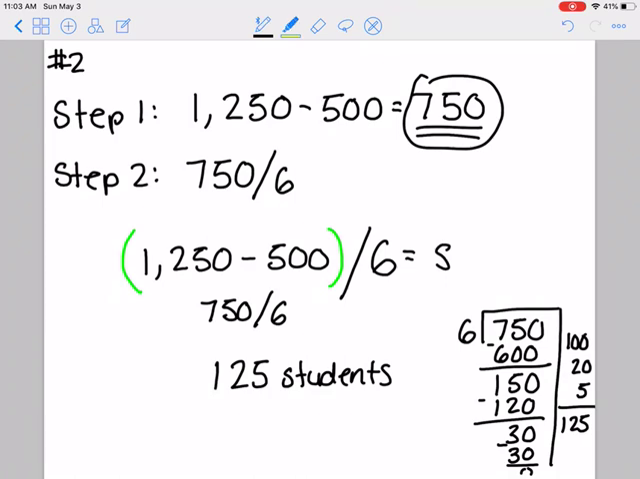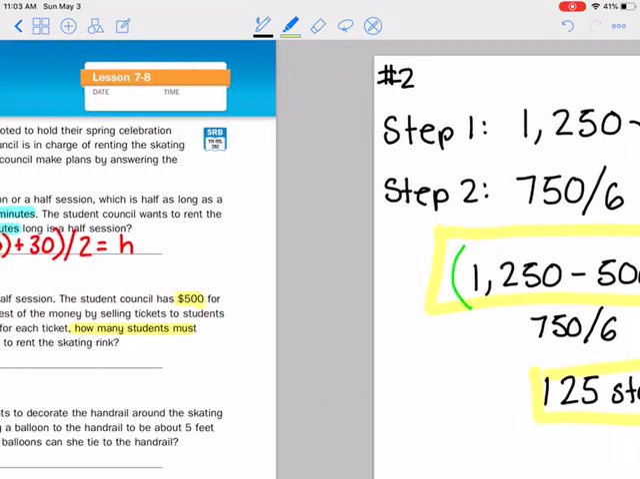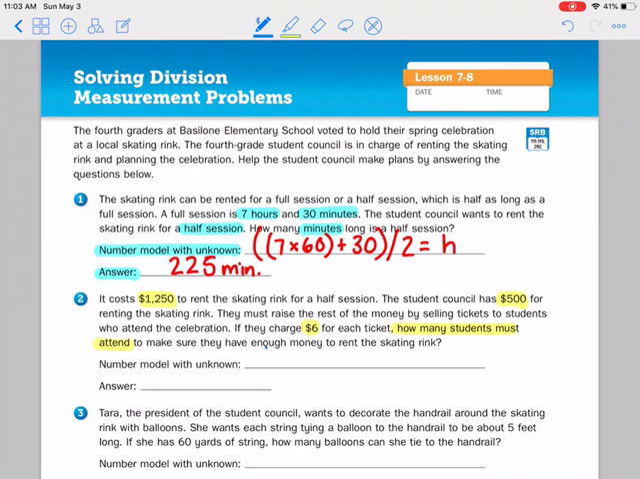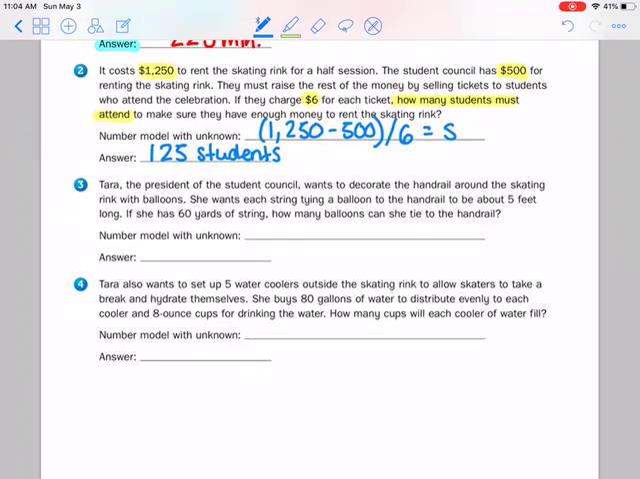So I'm going to copy this as my number model with the unknown, and here is my answer for the next page. So it was 1,250 minus 500 divided by 6 equals students. For how many students? And we know that 125 students need to buy tickets. Okay, that was problem number 2. Let's do problem number 3.